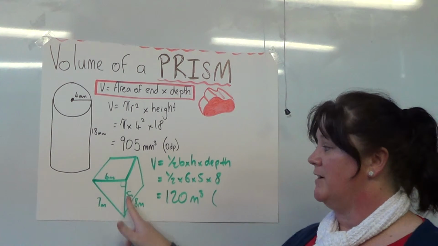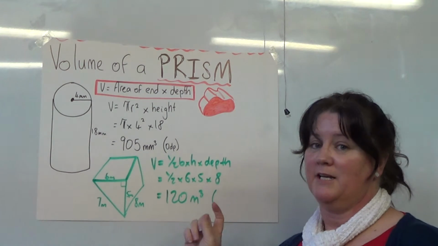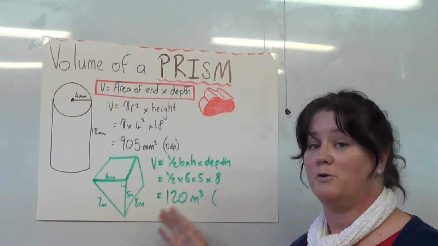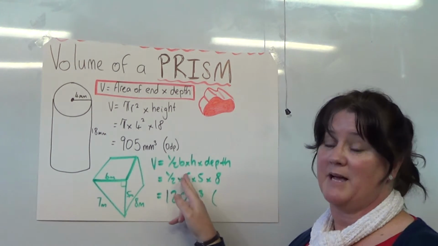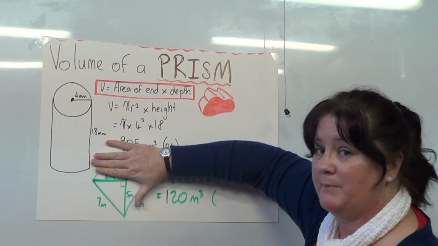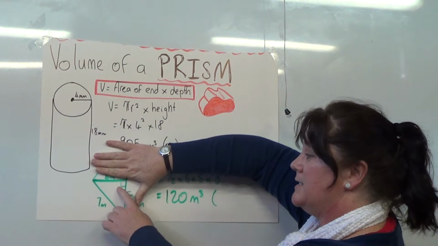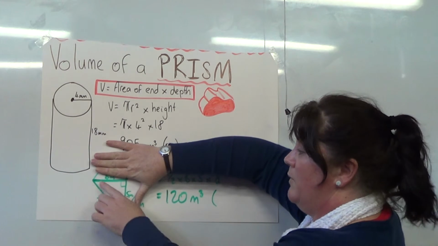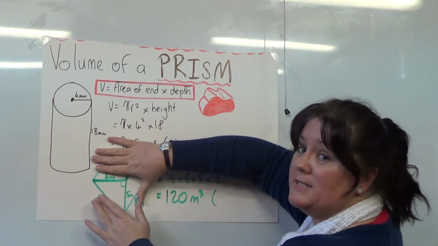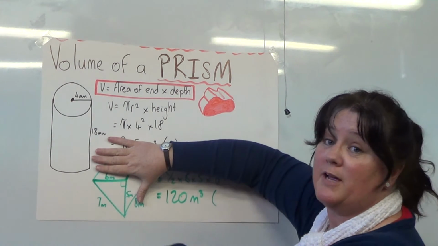This is a triangle in 3D. We know the formula for a triangle is half base times height. So just looking at the triangle part, noticing that there is a right angle here, one of these sides is the base and the other one's the height. This one is the hypotenuse, the diagonal line.